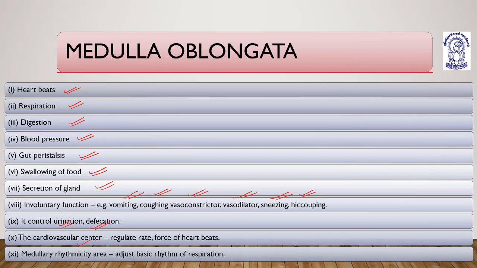The cardiovascular center regulates the rate and force of heartbeat. The medullary rhythmicity area adjusts the basic rhythm of respiration. So it has the cardiovascular center, vasomotor center, vasoconstrictor center, and vasodilator center. Okay.